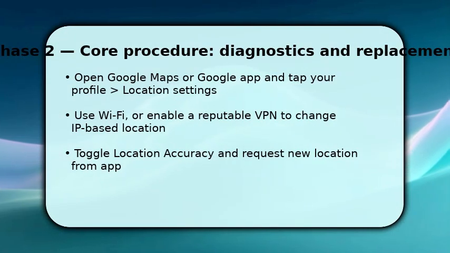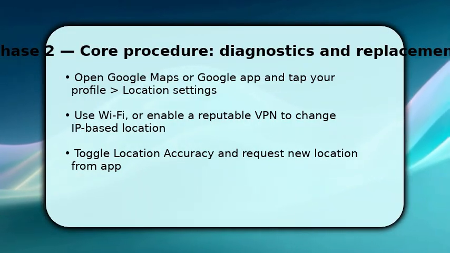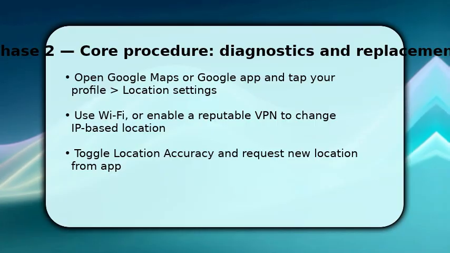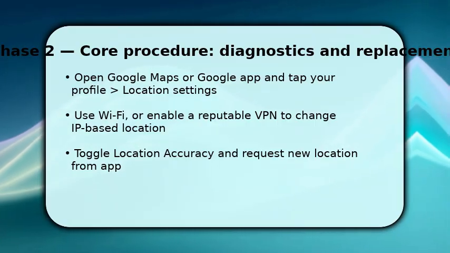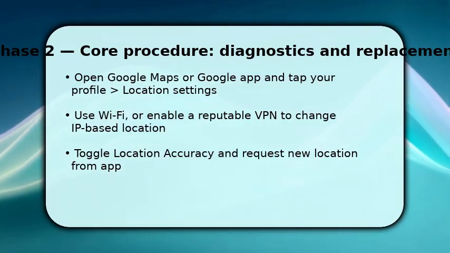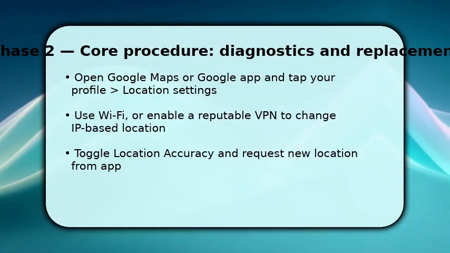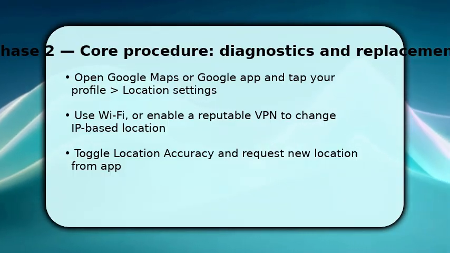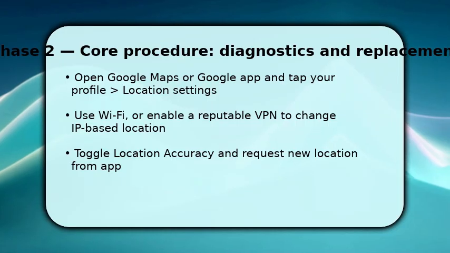Now focus on the Google side. Open Google Maps or the Google app, tap your profile, then Location Settings to confirm location access and sharing settings. If you need Google to see a different city, use a trusted VPN to change your IP-based location. Make sure the VPN server matches the city you want.